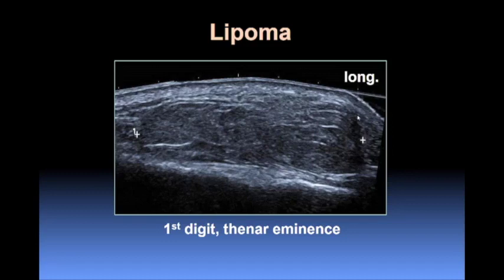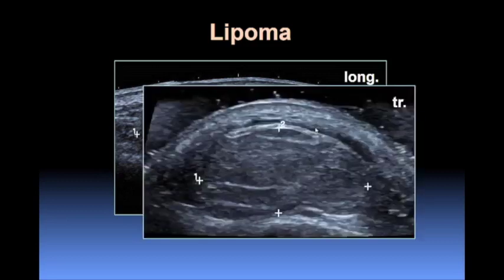I've seen a few of these over the years, and you can see this slightly hypoechoic lesion with these thin echogenic septations within it. Here's just a transverse view. So this one was pretty well defined, and we were able to easily measure it and report that to the clinician.